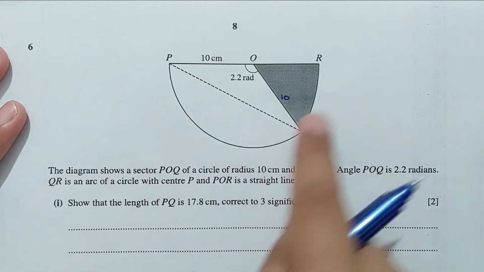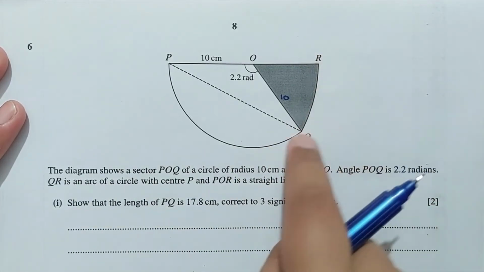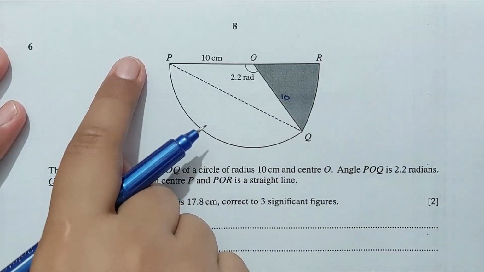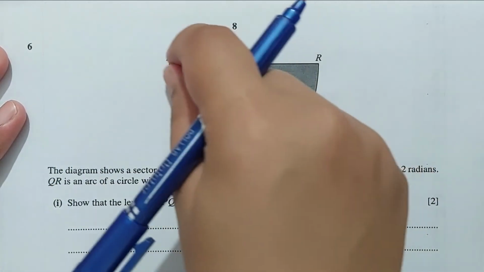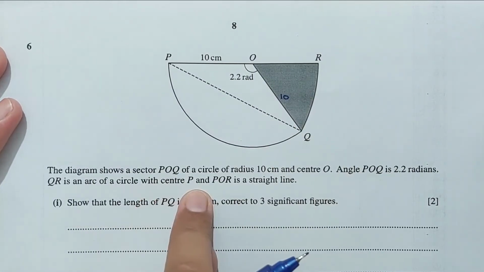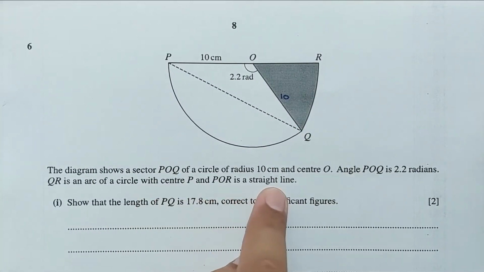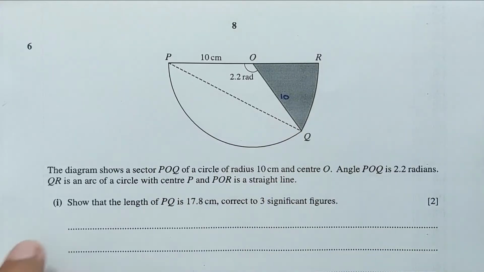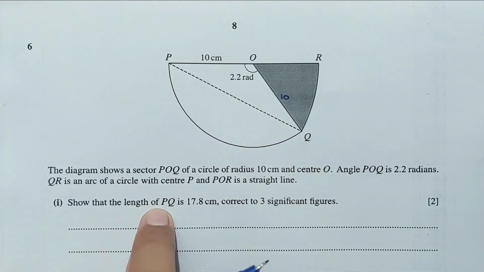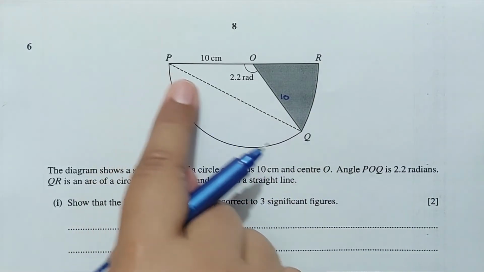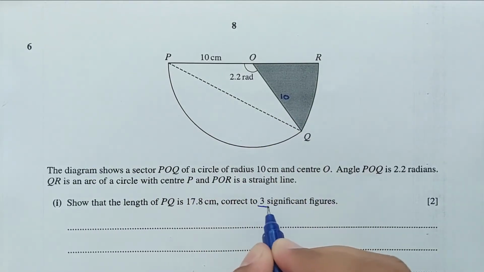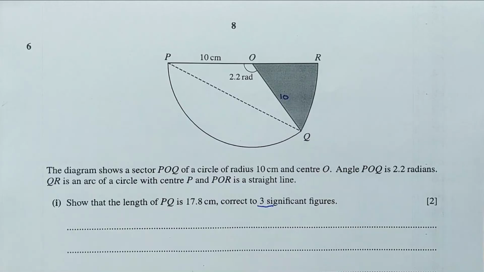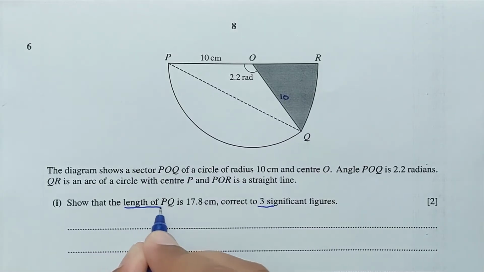QR is an arc. Q to R is an arc of a circle with the center P. Now this is an arc of another circle, and the center of that circle is P. And POR is a straight line. Alright, number 1, show that the length of PQ is 17.8 centimeter, correct to 3 significant figures. So we have to calculate the length of PQ.